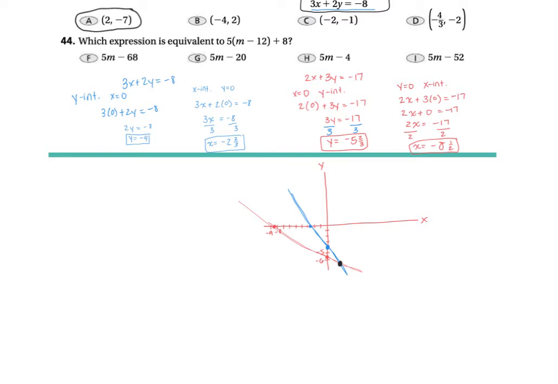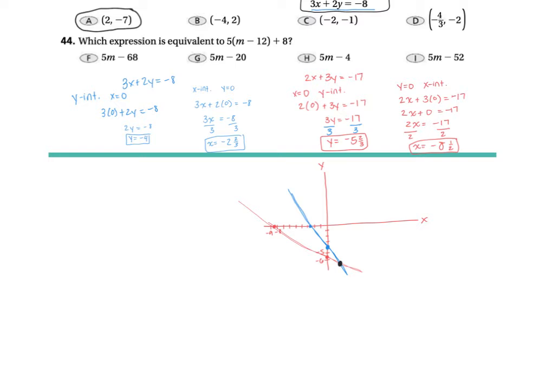And if you guys were to do this on actual graph paper, you would see they would intersect directly at 2, -7, okay? I didn't use graph paper, that's why it's a little sloppy, okay? Number 44.